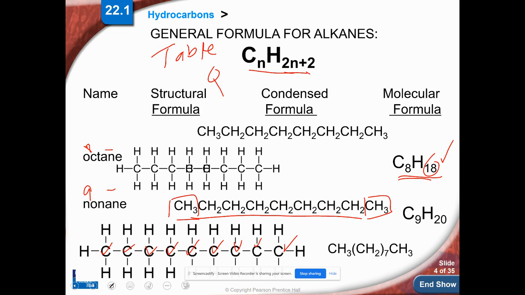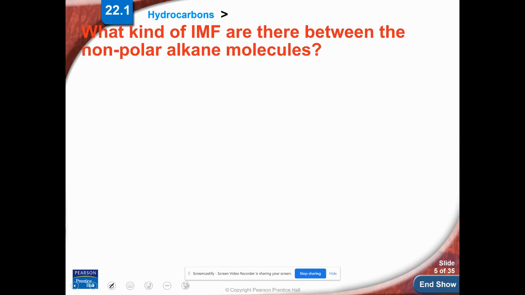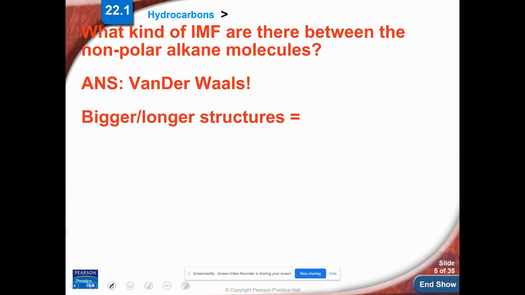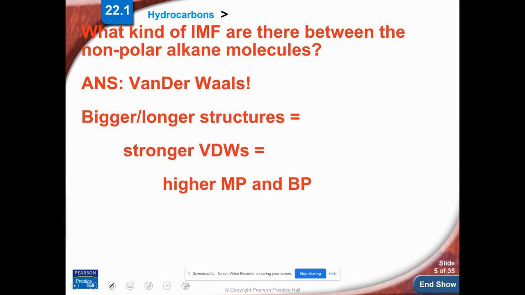So C9H20 matches CnH2n+2, because 9 times 2 is 18, plus 2 is 20. What kind of intermolecular forces are there between nonpolar alkane molecules? Those are van der Waals forces, those very weak intermolecular forces. So the bigger, the longer the structure, the stronger the van der Waals forces will be.